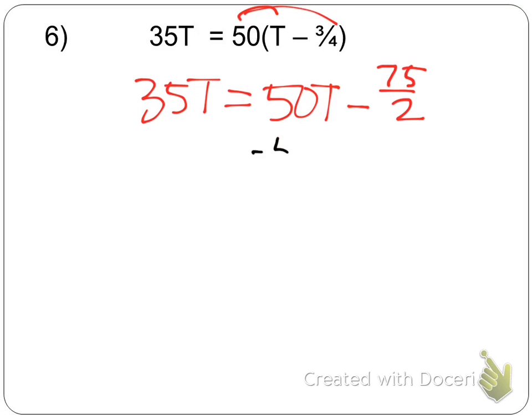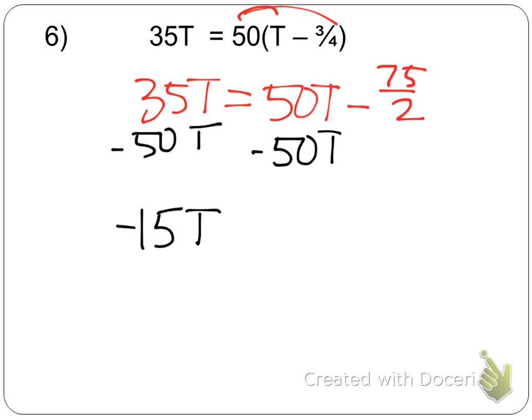All right, let's get those t's together. So I'm going to subtract 50t from both sides. What's 35t minus 50t? Negative 25t. Careful. Negative 15t. All right, now what should I do? Divide both sides by negative 15.